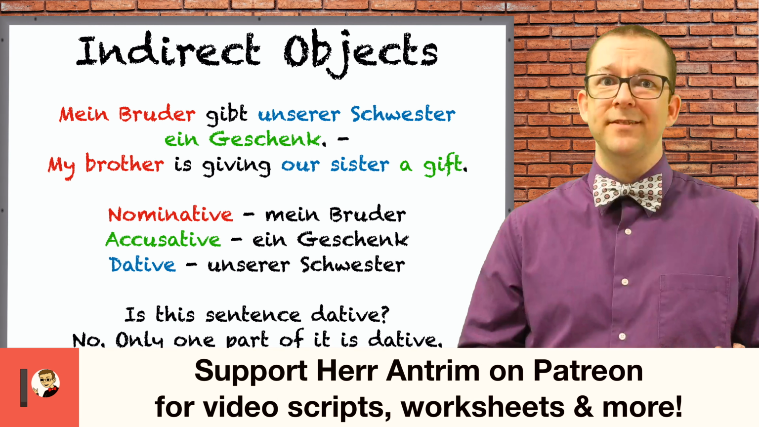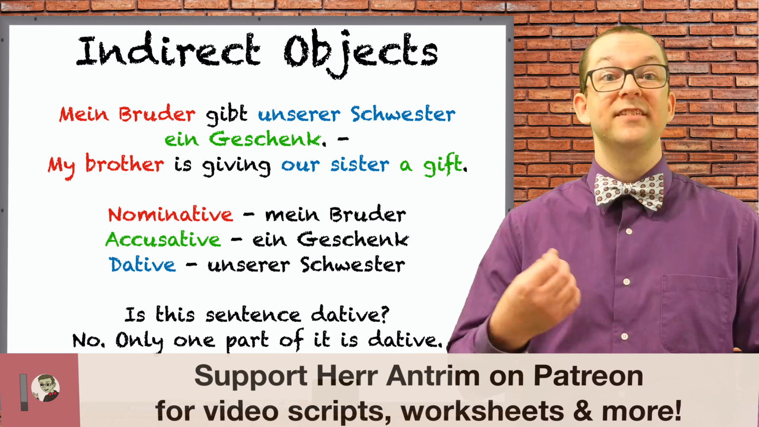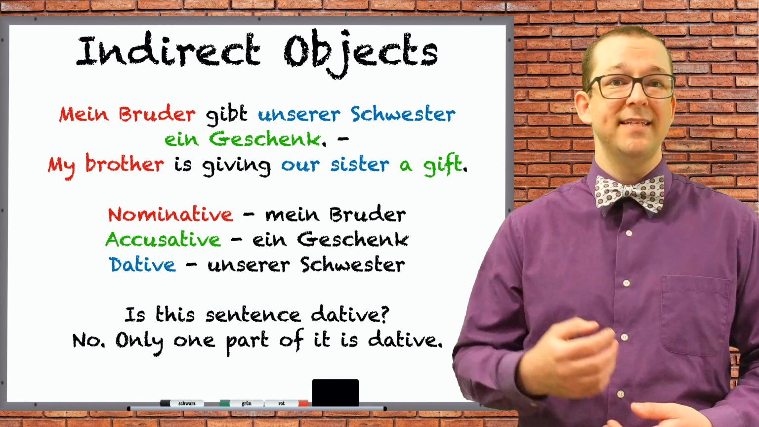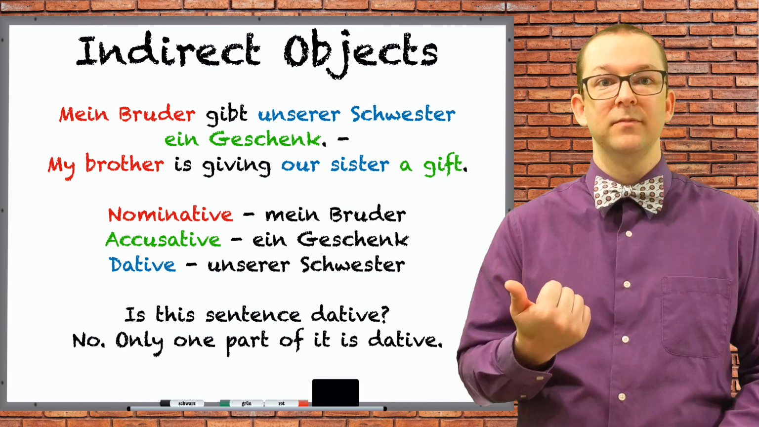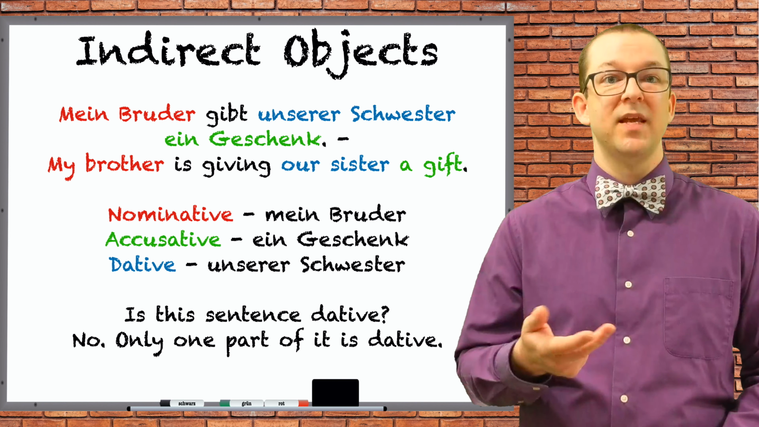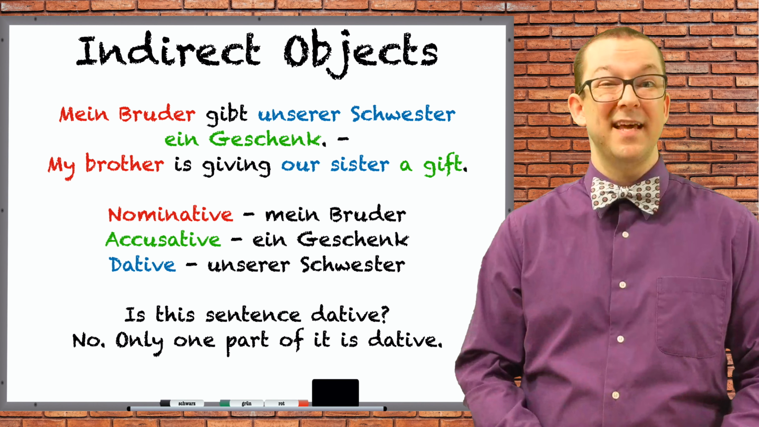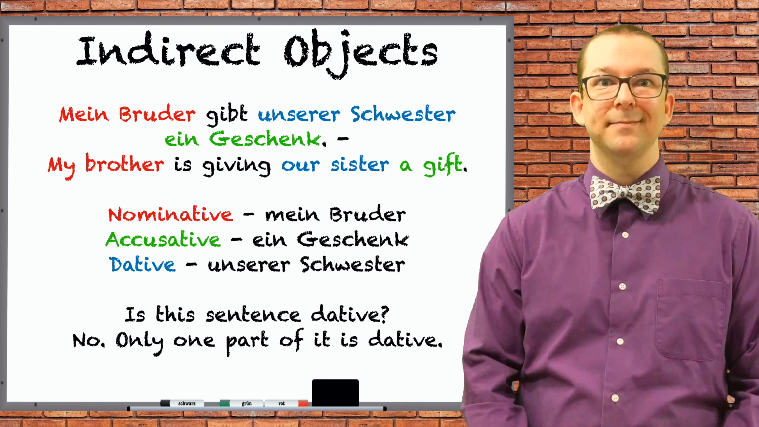So is this a dative sentence? No. Dative sentences don't exist. We have a sentence which includes 3 out of 4 cases: the nominative, mein Bruder, the accusative, ein Geschenk, the dative, unserer Schwester. How could we possibly have a dative sentence if you use multiple cases within the sentence? The answer is simple. You can't.